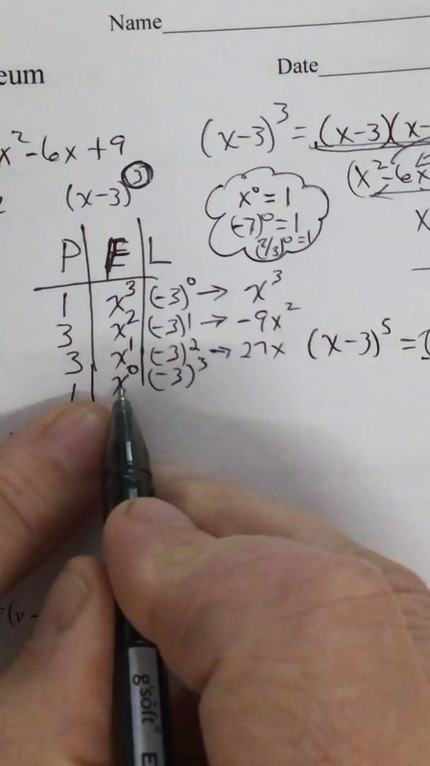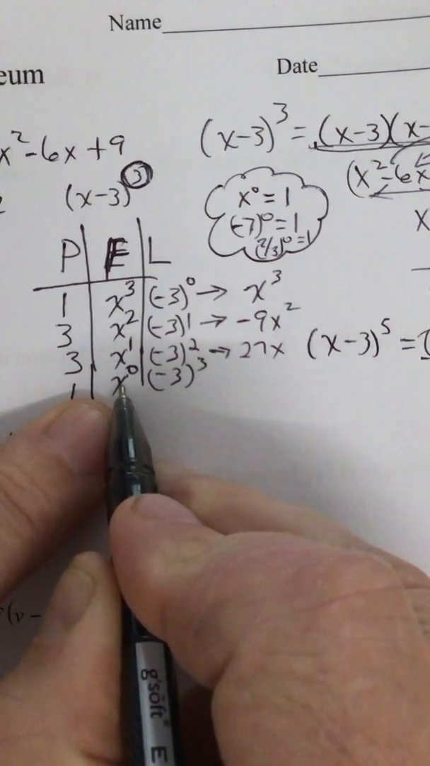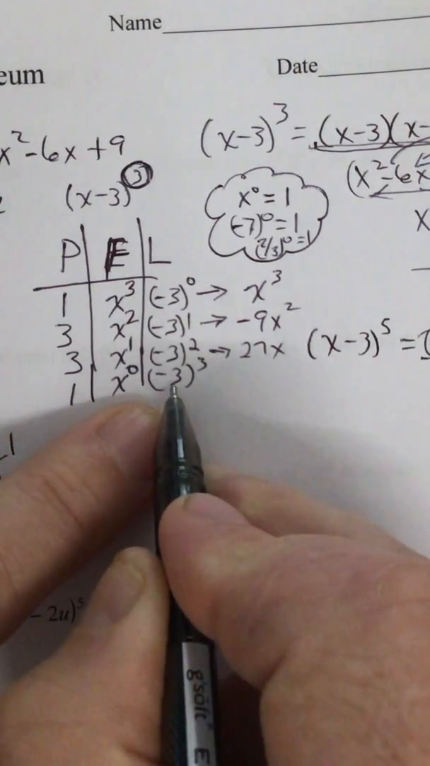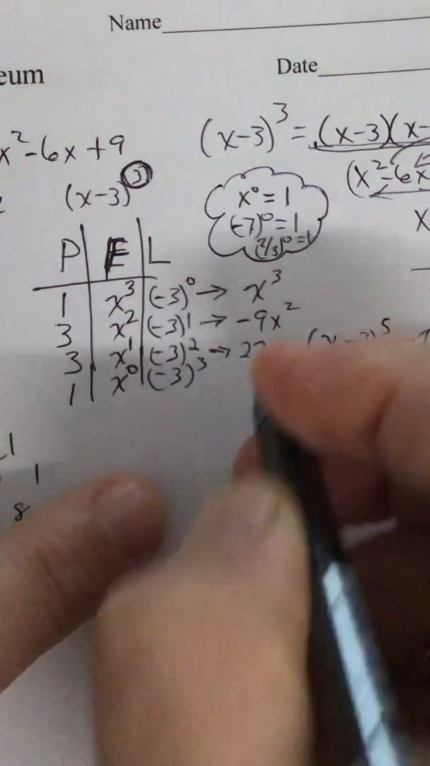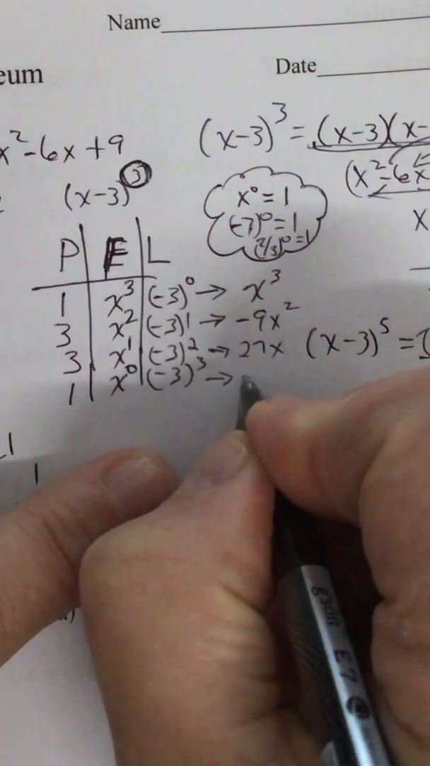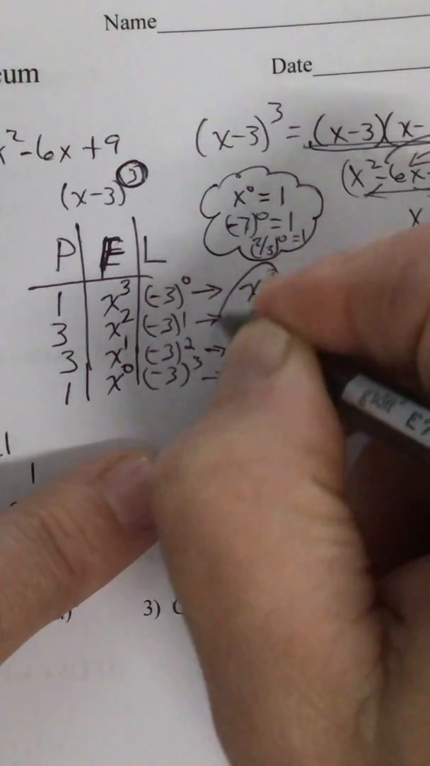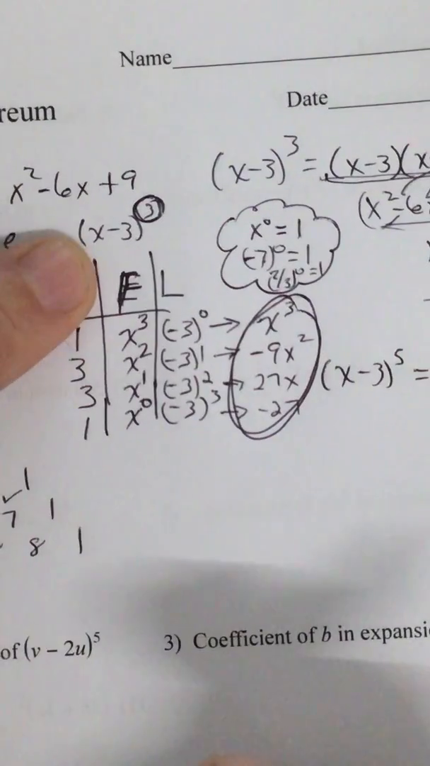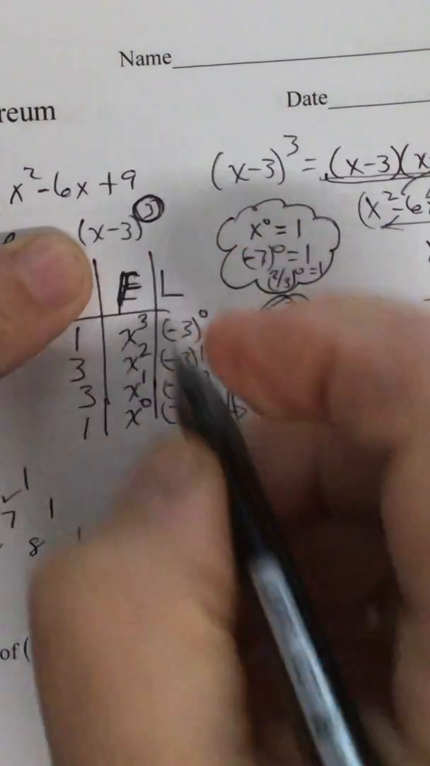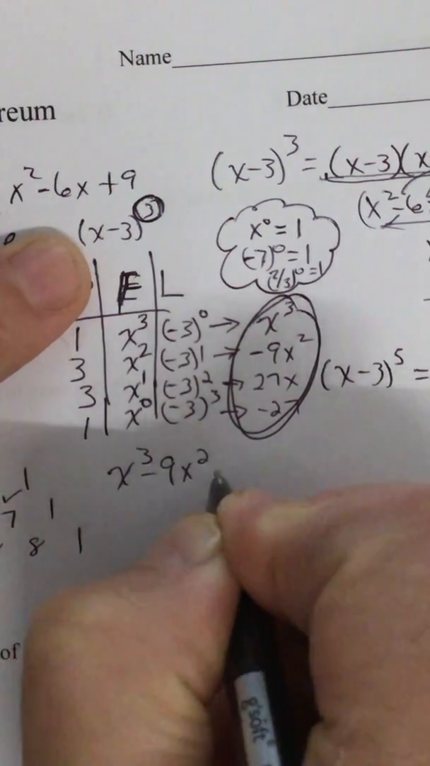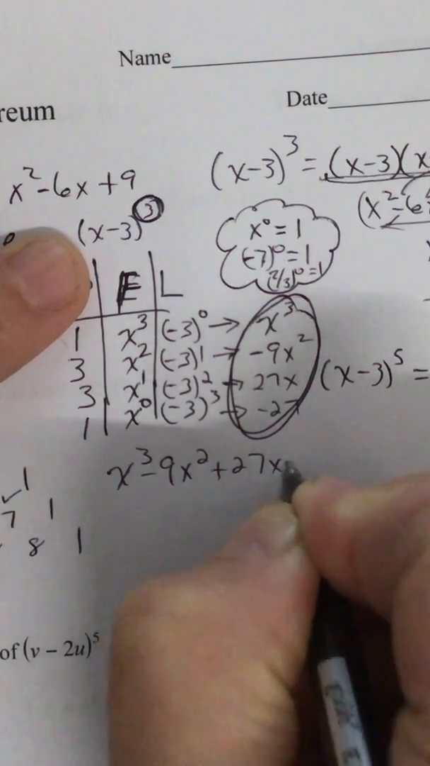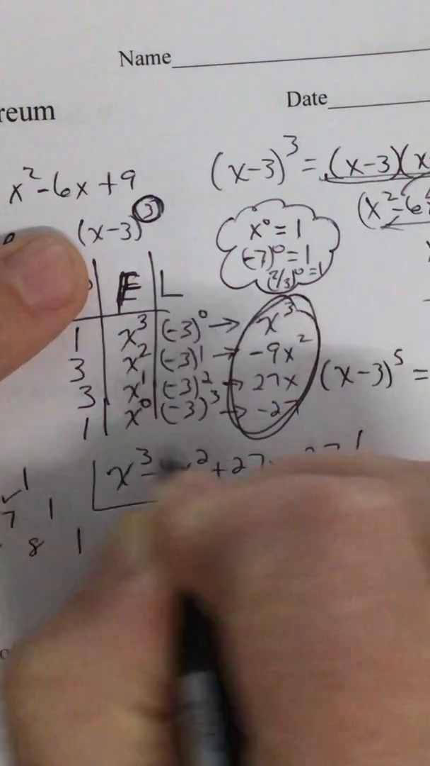And on this one, that's the number 1, not the variable. It's actually the number 1. So here I have -3 times -3 times -3, which is -27 times 1 times 1, which is -27. This is this thing expanded. X minus 3 all to the third is x to the third minus 9x squared plus 27x minus 27.